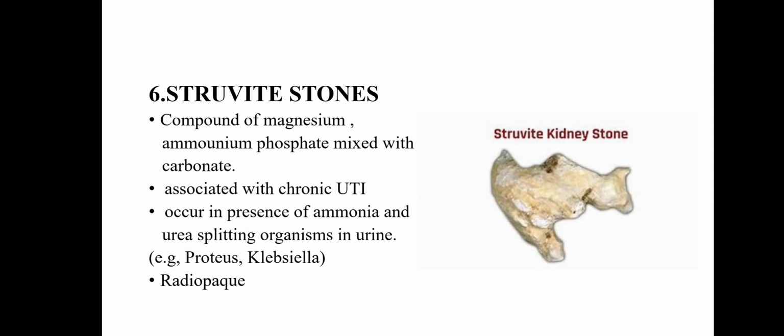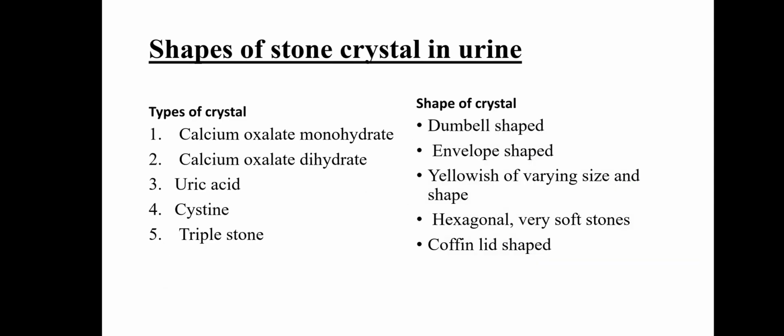They are associated with chronic urinary tract infections, because of urea-splitting organisms in the urine. Remember that part. Next is the shape of stone crystals. Calcium oxalate monohydrate looks like a dumbbell shape. Calcium oxalate dihydrate looks envelope shaped. Uric acid is yellowish and varying in size. Cystine crystals are hexagonal, very soft stones, and triple phosphate is coffin lid shape.